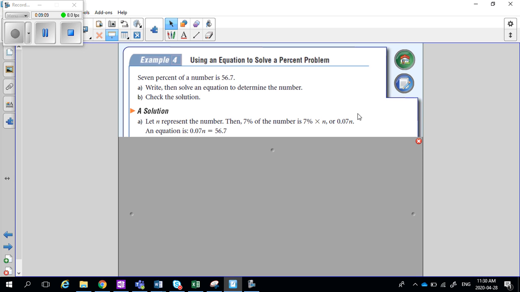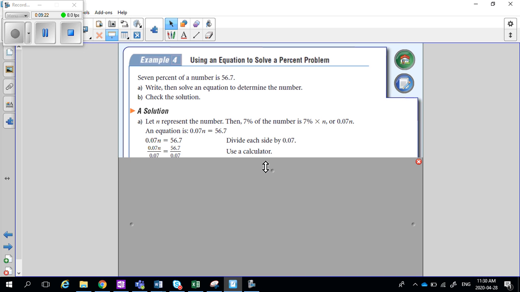It's not 0.7 because that would be 70%, right? Okay, so 7% of a number is 56.7. So 0.07n equals 56.7.